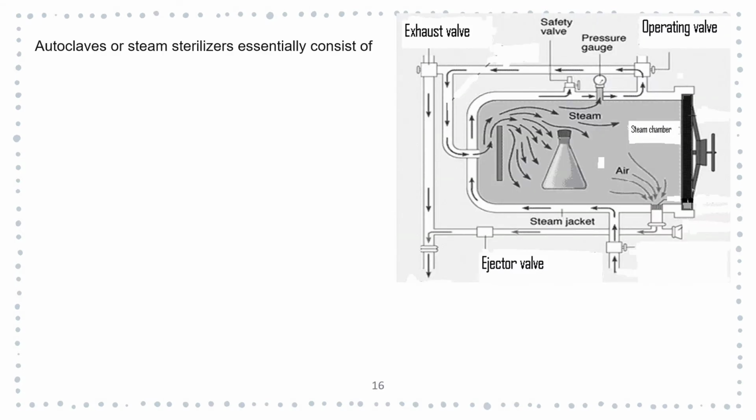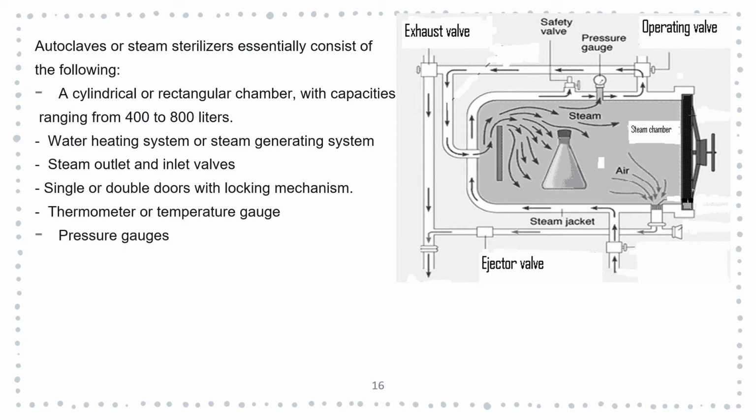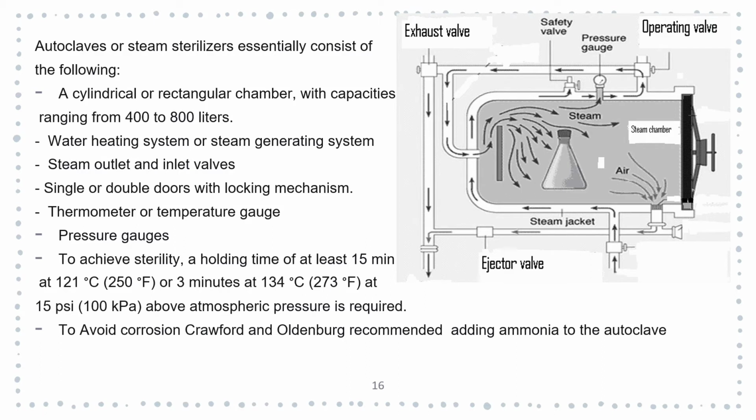On this slide you can see what an autoclave consists of. And you also may know that to achieve sterility, a holding time of at least 15 minutes at 121 Celsius or 3 minutes at 134 Celsius at 15 psi above atmospheric pressure is required. To avoid corrosion, you may add ammonia to the autoclave.